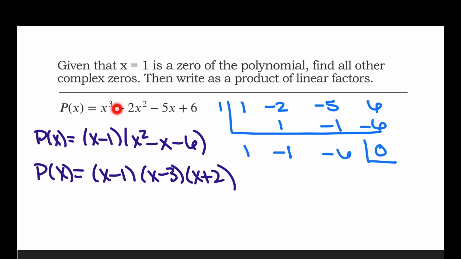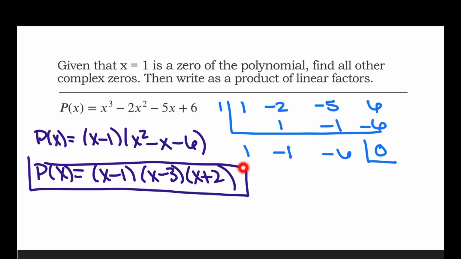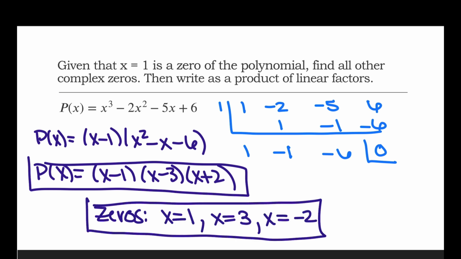Notice I have a third degree polynomial, and I have 3 linear factors. So we're actually done with the factoring part. This polynomial is written as a product of linear factors, and my zeros are x equal 1, x equal 3, and x equal negative 2. I got those zeros by looking at my factors, setting them to 0, and solving.